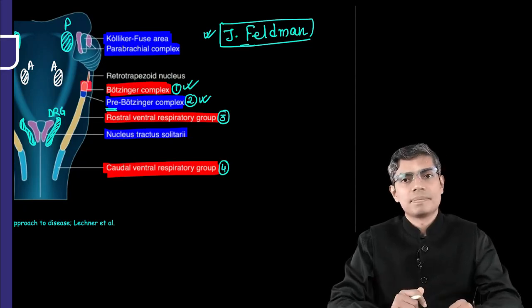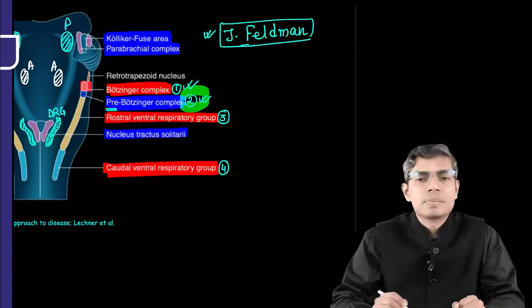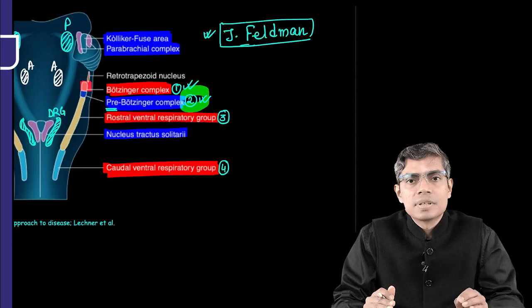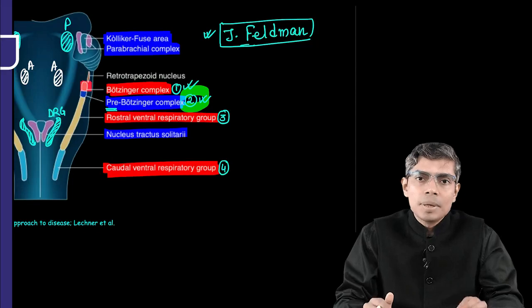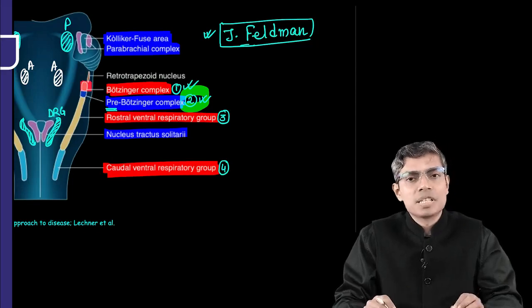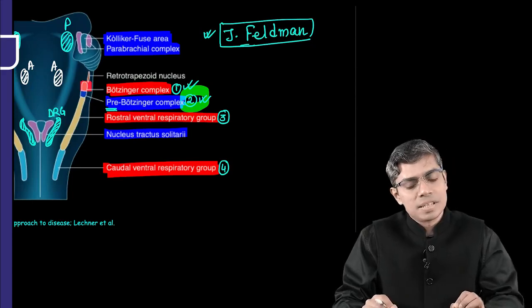So from my discussion, it is now clear to all of you that the main center for regulation of respiration is the pre-Bötzinger complex, and that's why pre-Bötzinger is known as the pacemaker of respiration, right?